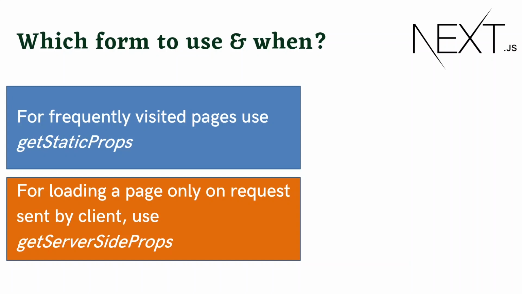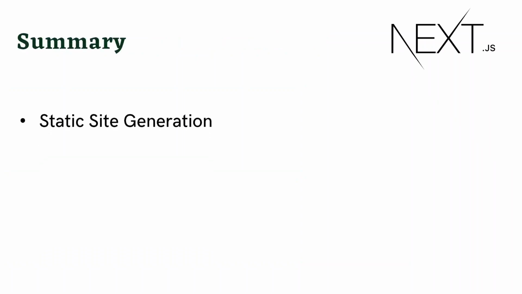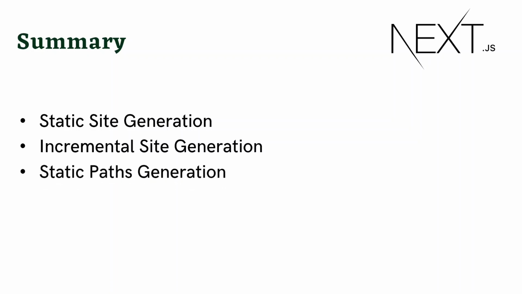So now we have completed this module as well. So now we will see the summary. We have completed the static site generation inside this application, and we have also completed the incremental site generation, where we gave the revalidate key to revalidate after every couple of seconds. And then we have also built the static paths generation by giving the getStaticPaths props to that. And after that, we have also created the server side rendering. So we have completed all of the forms of pre-rendering data inside Next.js.